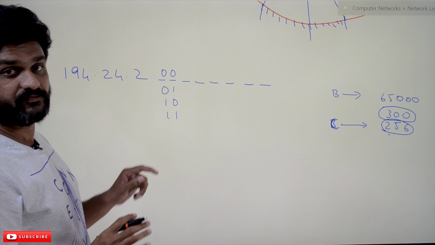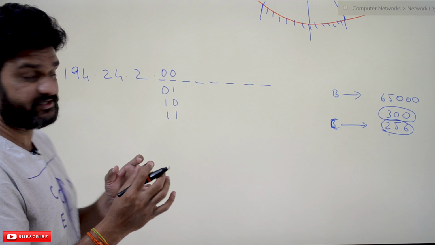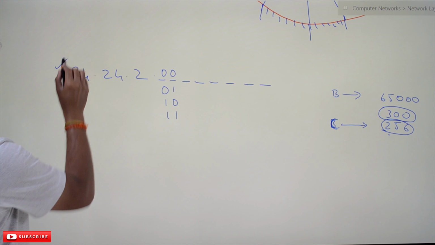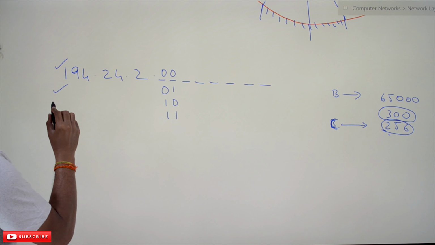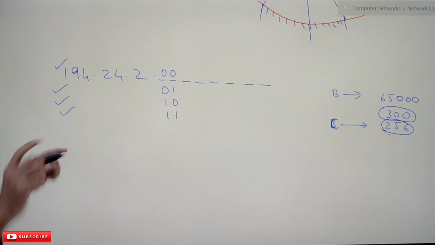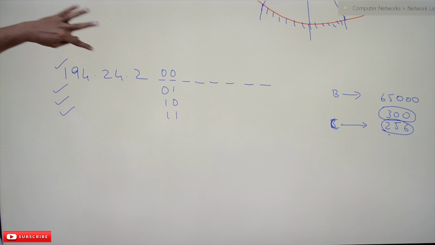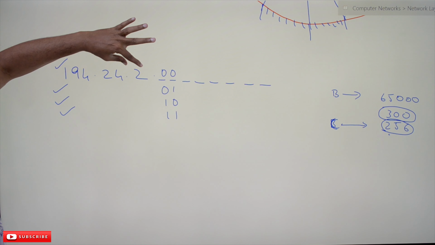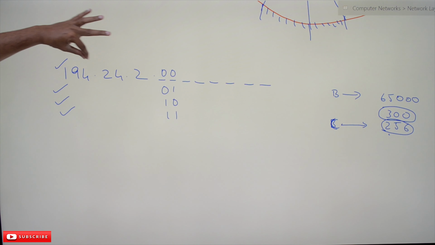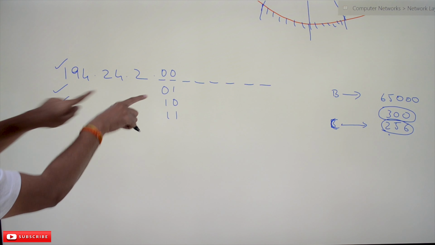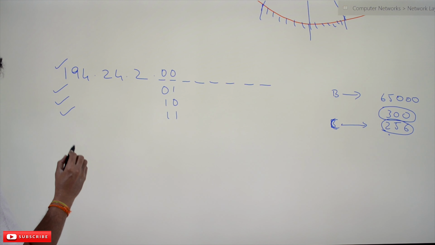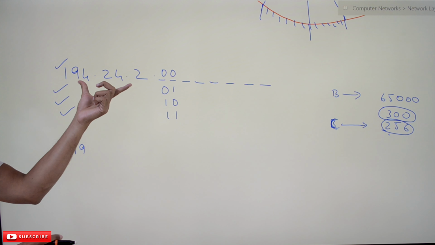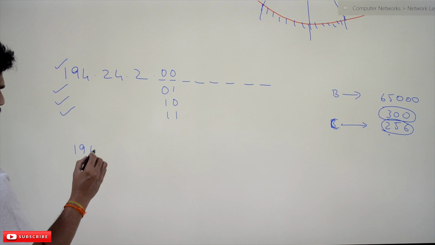With 00, what can be the IP address range? I am talking about the piece of cake. This is one piece of cake, this is another piece of cake, and this is another piece of cake, and this is another piece of cake that is possible with 194.24.2. So from this part of the IP address, four pieces of cake are possible. So let's try to visualize this.